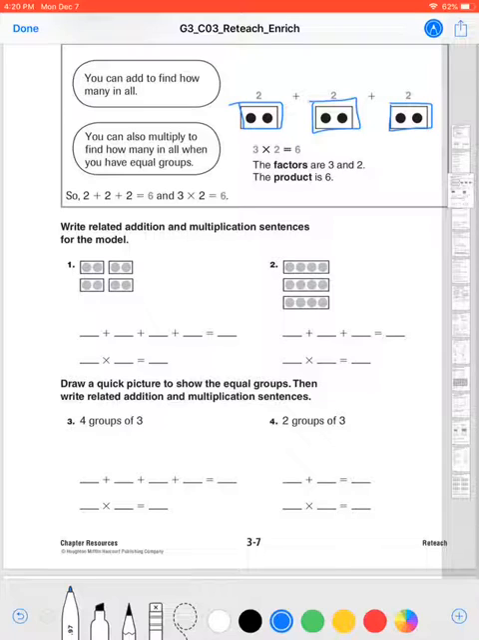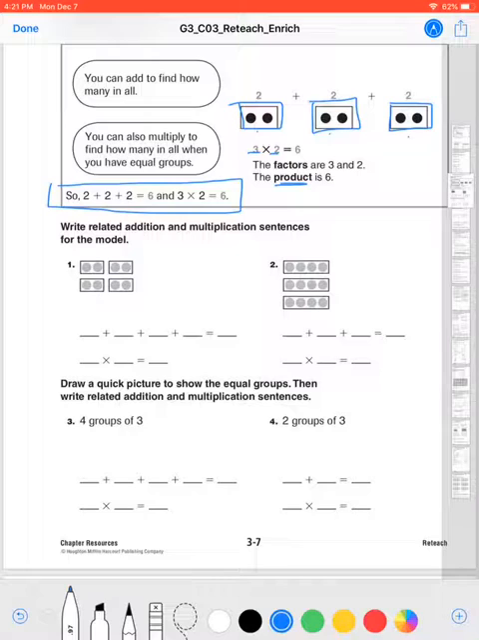So the factors are 3 and 2. Those are the numbers that we are multiplying because we have 3 equal groups of 2, and the product means the answer in a multiplication problem. The product is 6. So it tells us down here that 2 plus 2 plus 2 equals 6, and it's the same thing as saying 3 times 2 equals 6. So let's work on the problems down here.